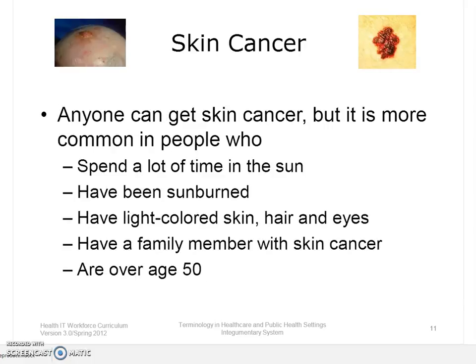Anyone can get skin cancer, but it is more common in people who spend a lot of time in the sun or have been sunburned. Skin cancer is more common among people who have light-colored skin, hair, and eyes, have a family member with skin cancer, and are over age 50. These individuals should have frequent skin self-examinations.